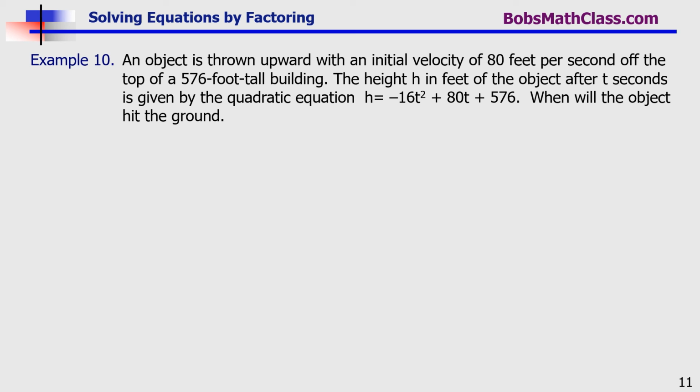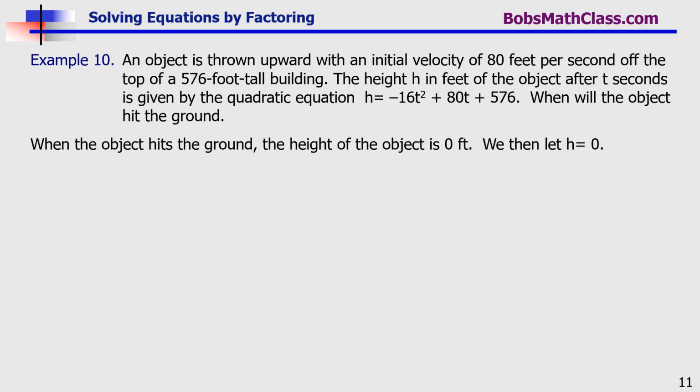So the 80 that's in the problem, the initial velocity, that's in the equation. And the 576, that's in the equation too. So you don't have to worry about those two numbers that are given. We just need that equation. Well, when will it hit the ground? That's the height, right? What's the height when it hits the ground? Well, the height is 0 feet. Okay. So all we're doing is you're going to replace the h with 0. So you put 0 in place of h.